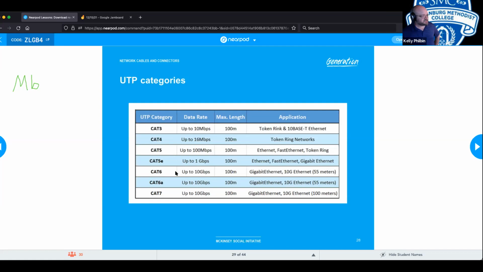Cat 5e to Cat 6, 10x again, 10 gigabits per second. Now, the difference between 6 and 6A is actually the distance. Cat 6 can run at 55 meters, and 6A allowed back up to 100. It is unfortunately mismarked here.